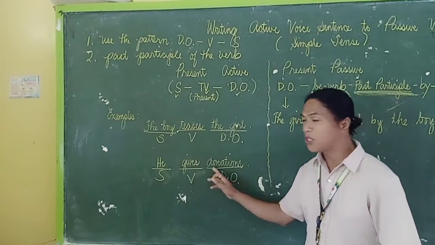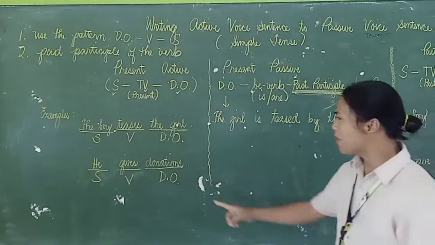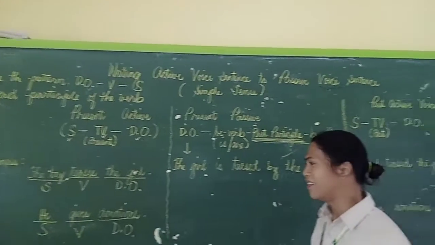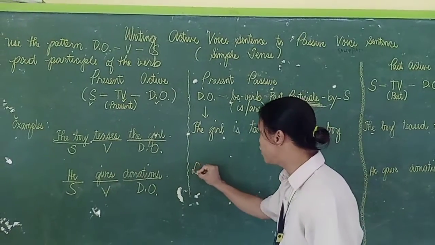He gives donations. So, the direct object comes first because of this pattern. So, we have donations.